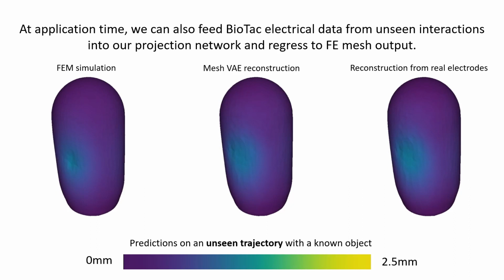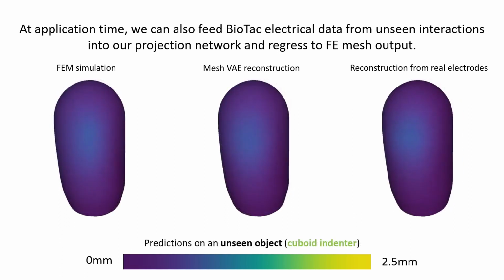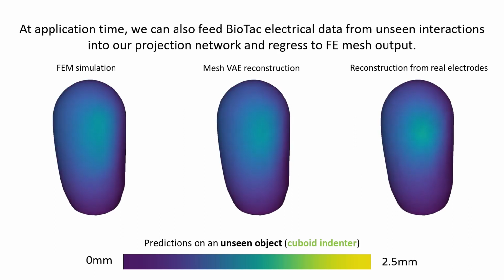Here, we show the accuracy of a deformation prediction on a seen object, but on an unseen trajectory. Our method synthesizes contact regions accurately, but loses accuracy in magnitude as seen by the difference in penetration depth. We can also synthesize deformations on unseen objects. Here again, we see that our method can localize the contact region accurately.